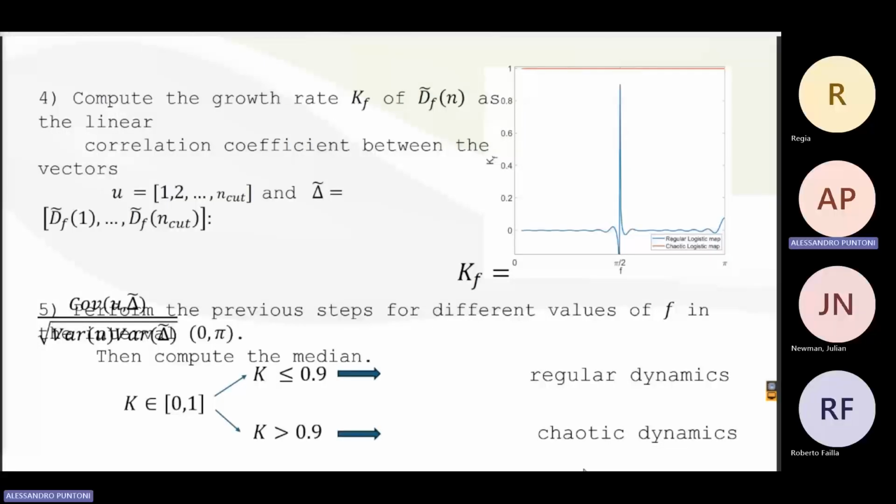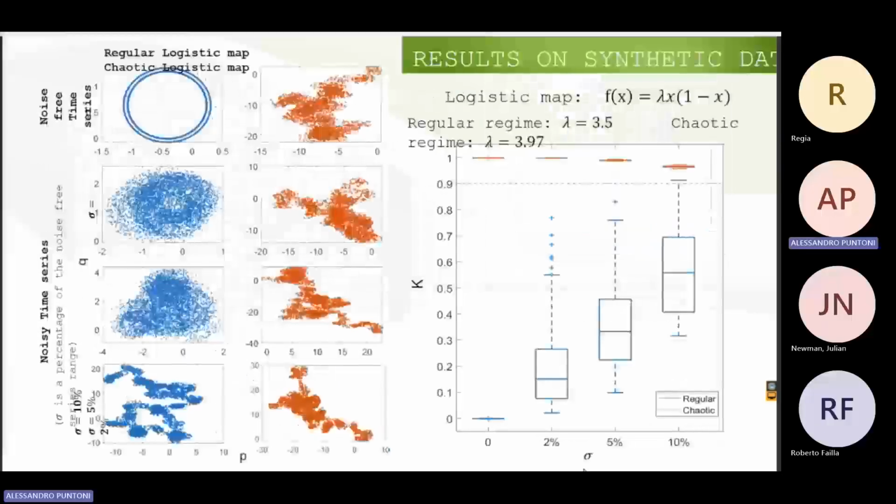The first thing we do is to test it on synthetic data. In particular, we consider the logistic map, both in the regular and the chaotic regime. On the left side, you can see different PQ phase spaces, in blue for a regular map, and in orange for a chaotic map. In the first line, we analyze noise-free time series. Instead, in the other lines, we consider noisy time series with different levels of noise.